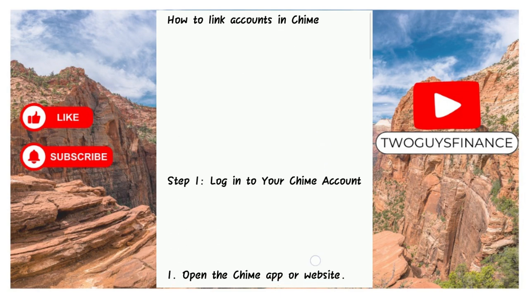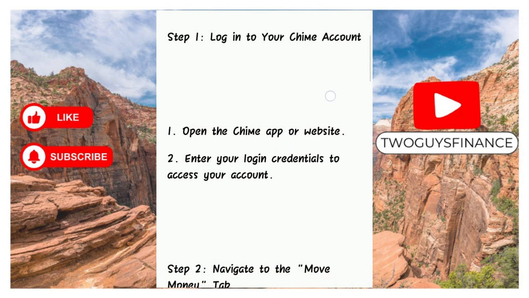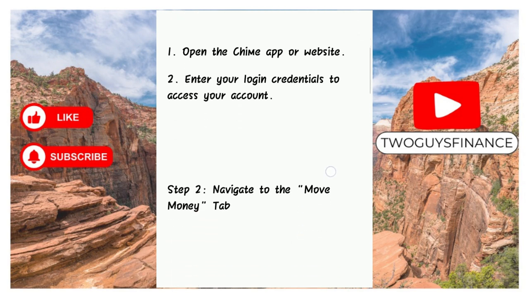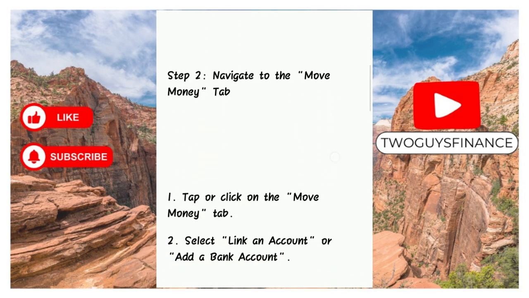Now the first step is to log into your Chime accounts, and of course you want to open the Chime app or log on to the official website, and then enter your login credentials to access your accounts. And once you're in, the second step is to navigate to the Move Money tab. So you want to tap or click on Move Money tab. Then you want to select Link an account or add a bank account.